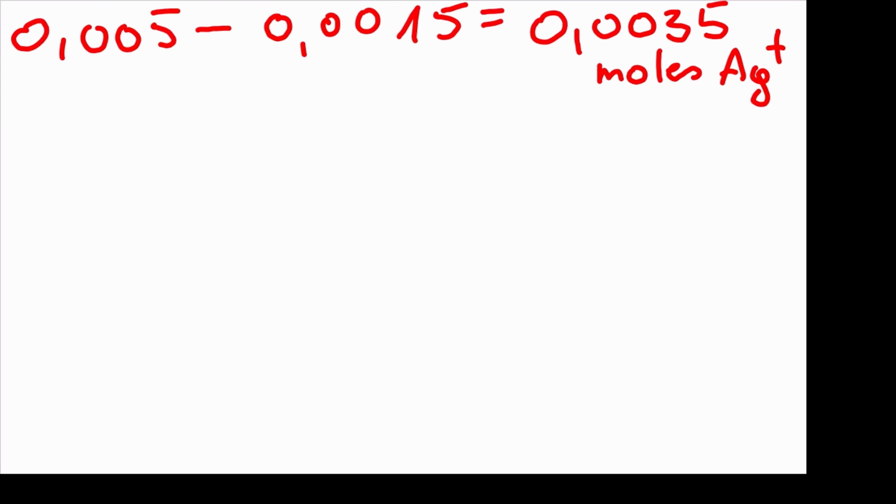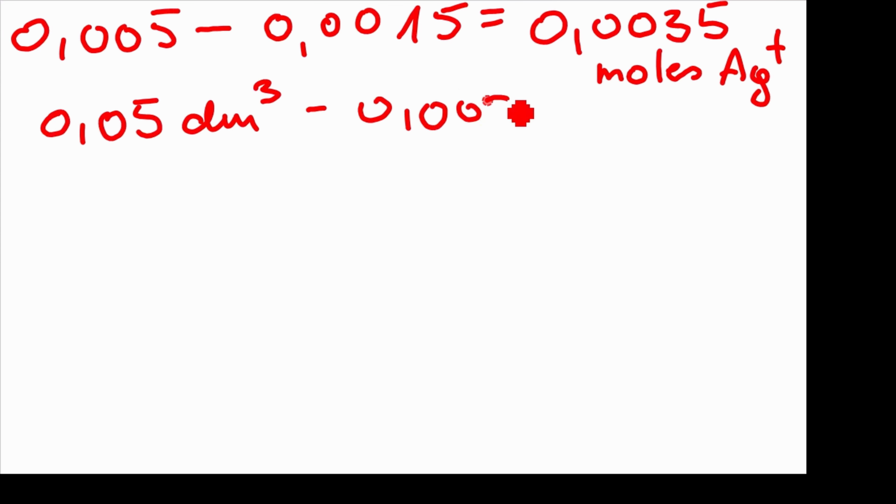What is the new concentration of the silver cations? We need to calculate. In 0.05 cubic decimeters, after the process, we have 0.0035 moles.